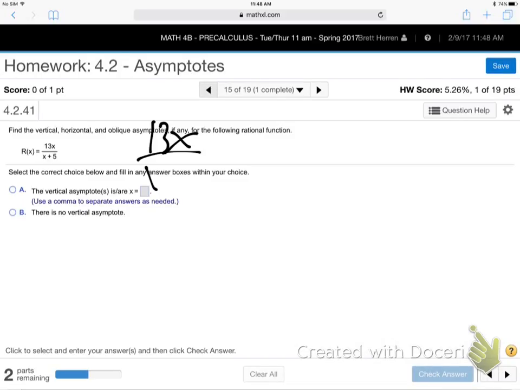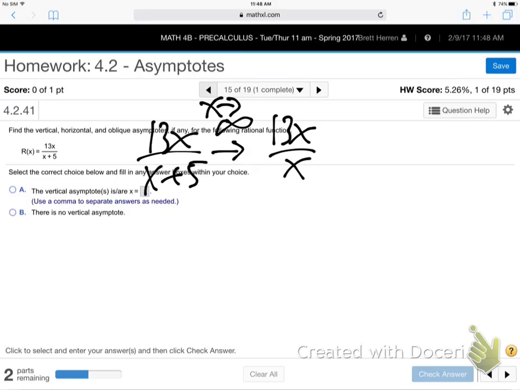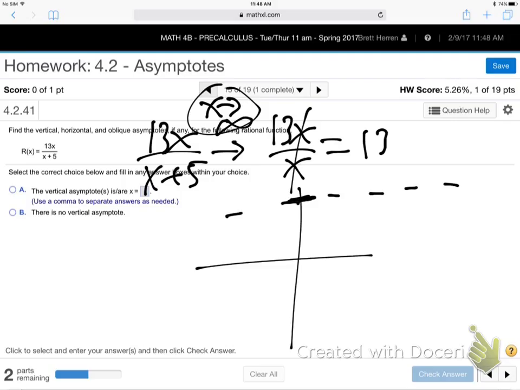13x over x plus 5 really is just 13x over x when x is headed to infinity, that is, when x is headed to the right forever. So what's that? Well, that's 13, right? That's what it's going to do. It's going to level off at a height of 13. This is y equals 13. It's going to hit the y-axis at 13.